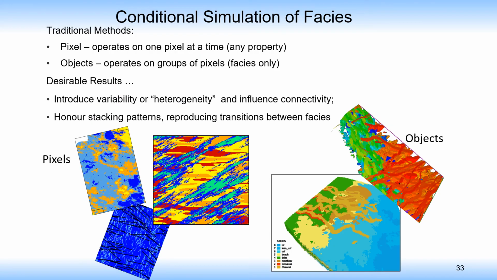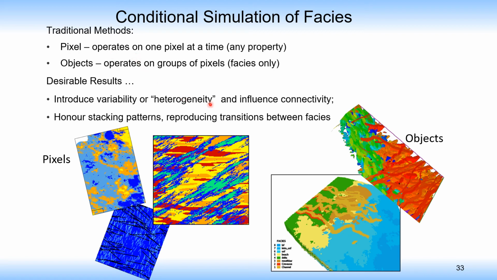Then we have conditional simulation of facies. Here we've got pixel and object methods are the main ones. Object methods are being used less these days than they used to, but in pixel, there's more options. And basically, we're simulating one cell, one pixel in the model at a time. With object modeling, it's a group, so we're embedding shapes into the models.